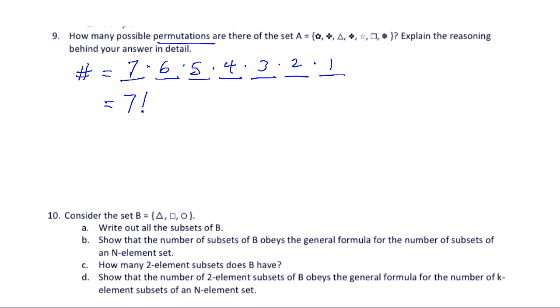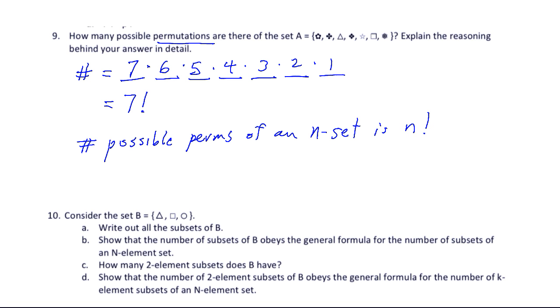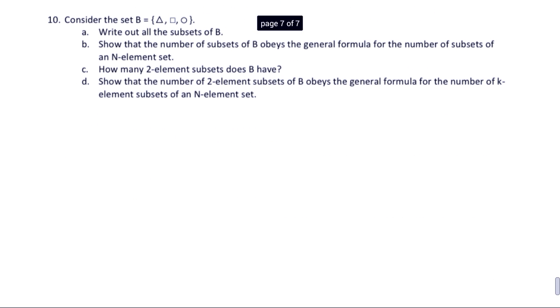In general, the number of possible permutations of an n-element set is n factorial. Okay? And so that one's quick and easy. I think I will have time to do number 10.